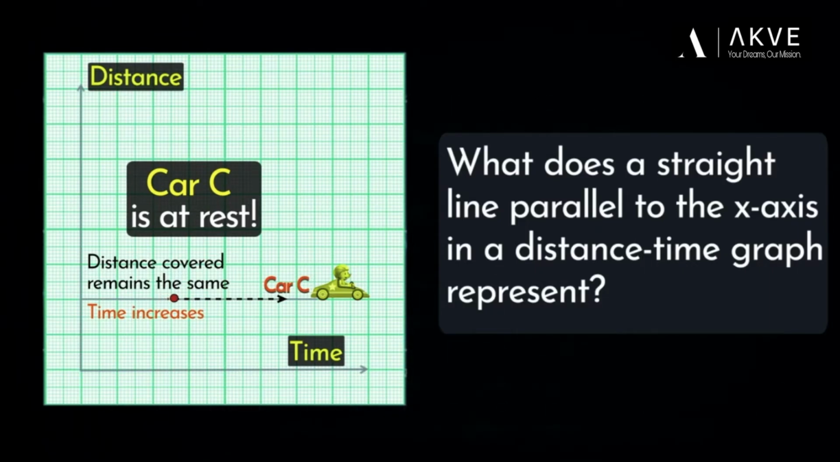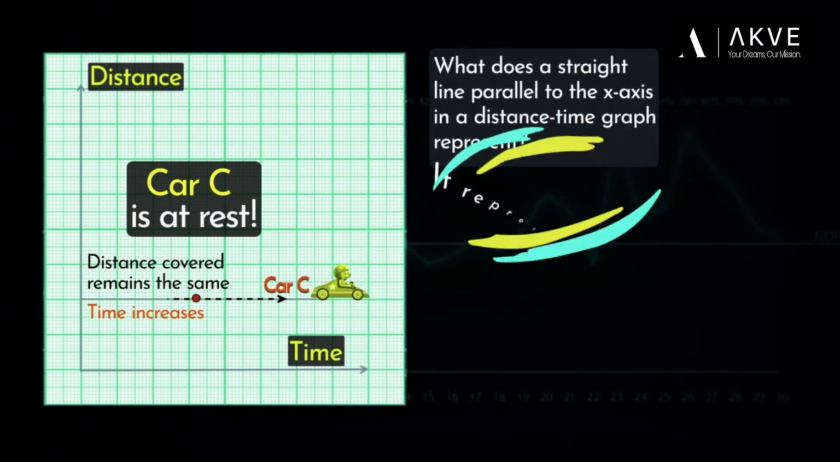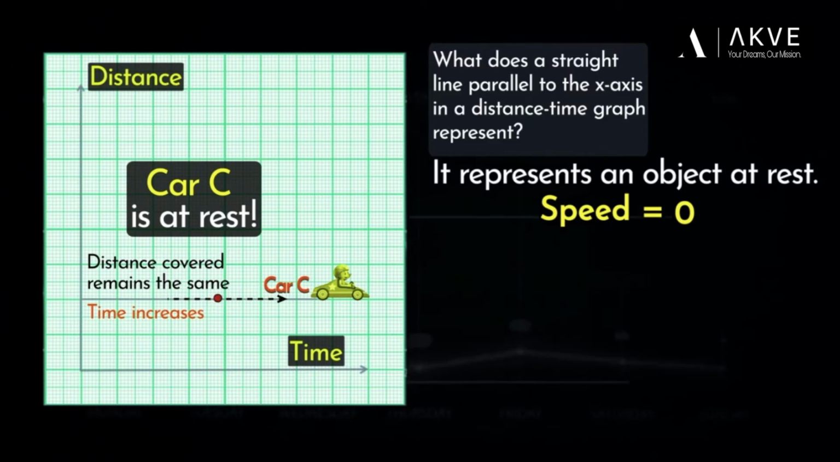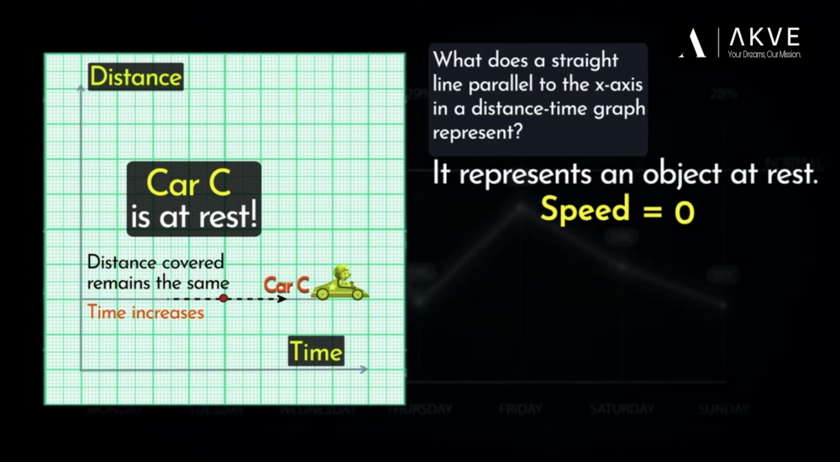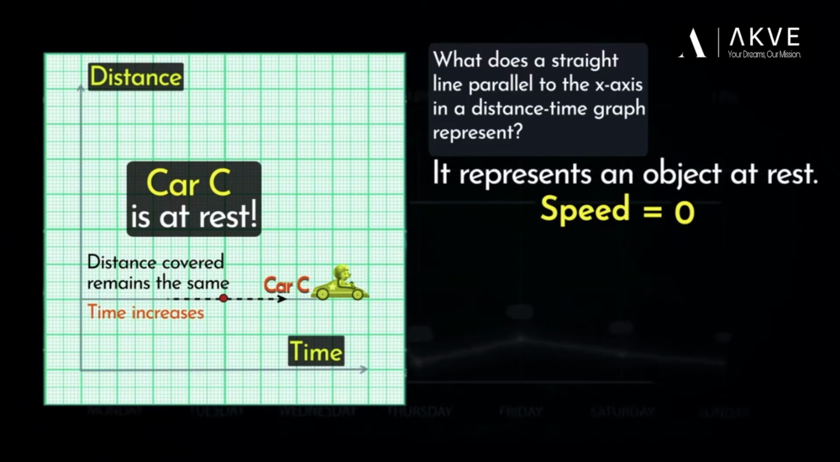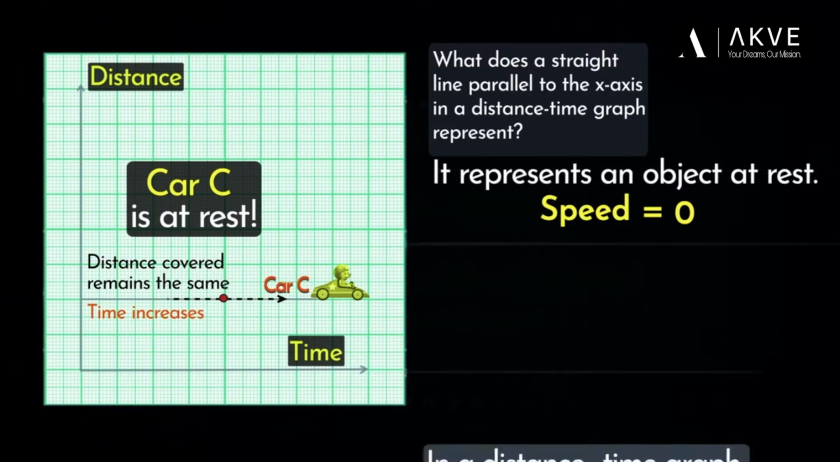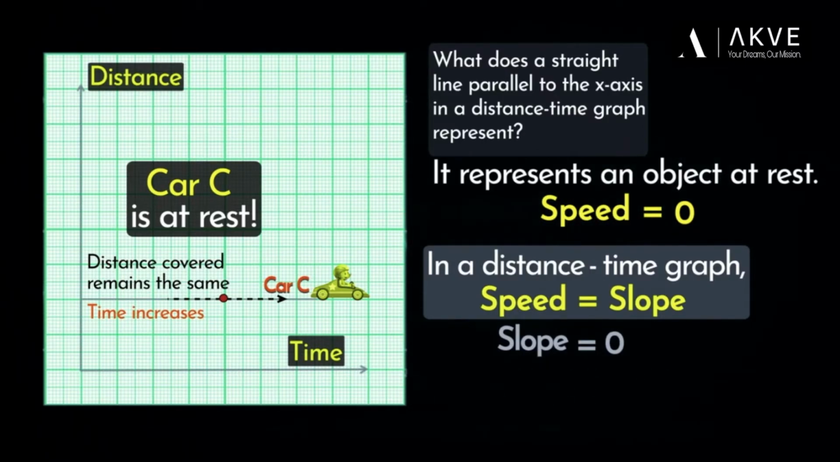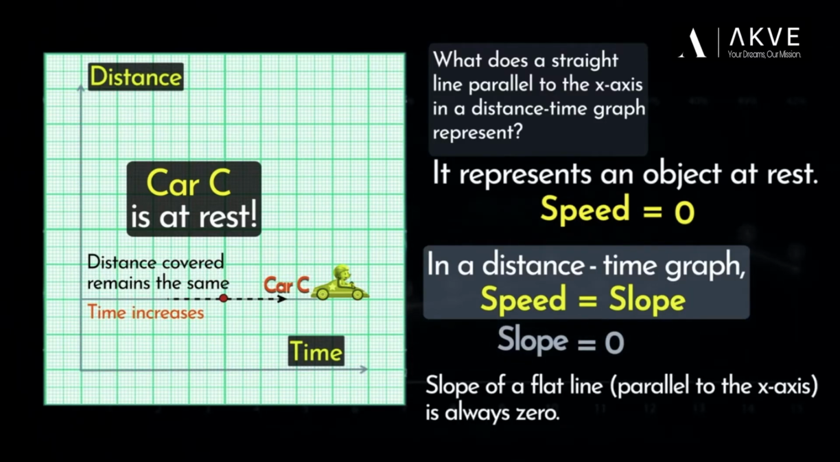So remember guys, whenever you spot a straight line parallel to the x-axis on a distance time graph, it simply means that the object is at rest and it's not covering any distance as the time is passing by. At the same time, you must also realize that because speed of the object is 0, the slope of the straight line is also 0 over here. So we can say that whenever a line is completely flat or whenever a line is parallel to the x-axis, its slope is 0. Keep these points in mind.